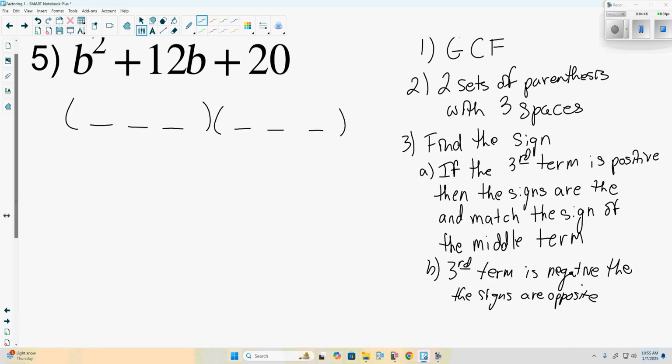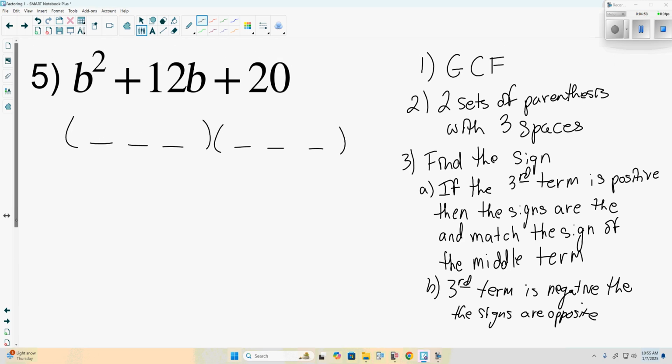Now, if we look at this here, our third term is our 20. And its sign is positive. So the signs are the same and match the sign of the middle term. And the middle term is also positive. So that means both of our signs are the same, and they're both going to be positive. Questions on this so far?